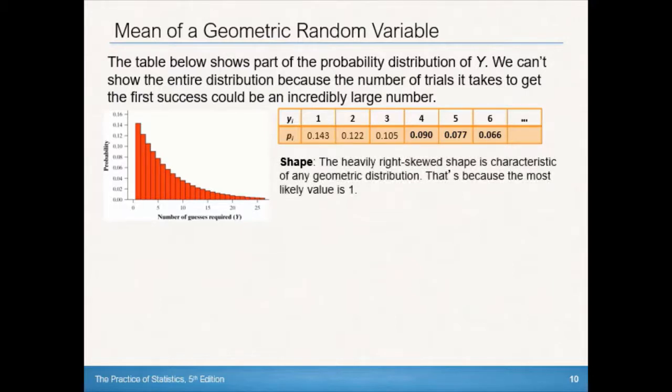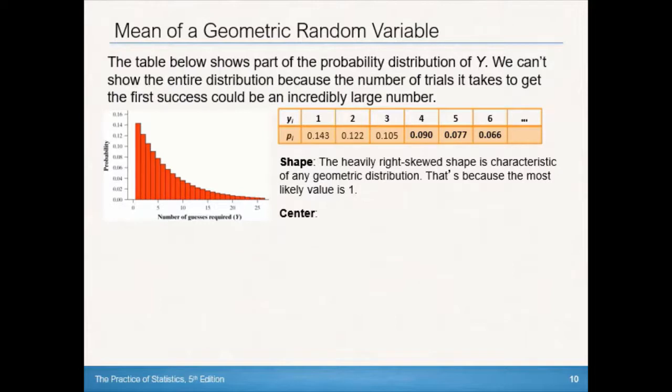What shape does it have? Well, this is definitely skewed right. Regardless of what the p-value is, the further out you go, the less likely it's going to take 25 or 100 guesses to guess correctly. How fast you get to that zero is going to depend on what the p-value is, but ultimately it's going to be skewed right for sure.